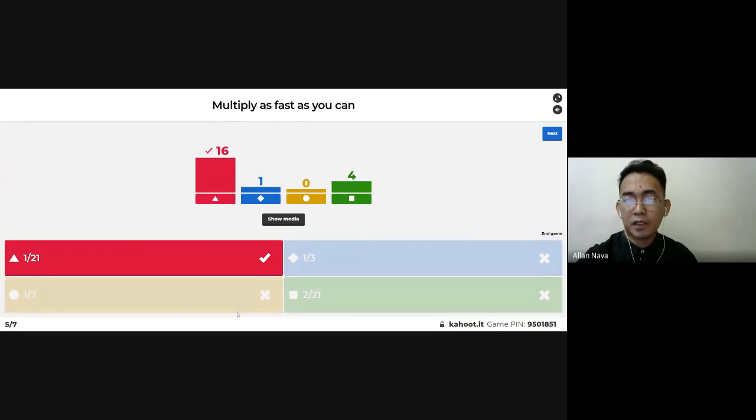Okay, the correct answer is 1 over 21. Why? Because the denominators are 7 and 3. So what is 7 times 3? The answer is 21. And the numerators are just 1. So 1 times 1 is 1. So the answer is 1 over 21.